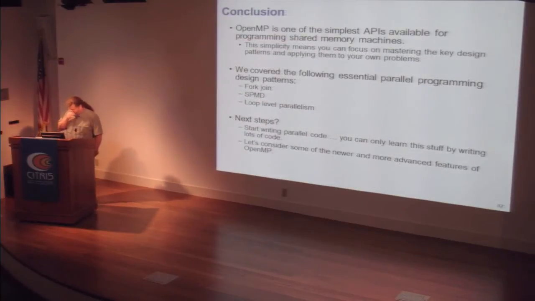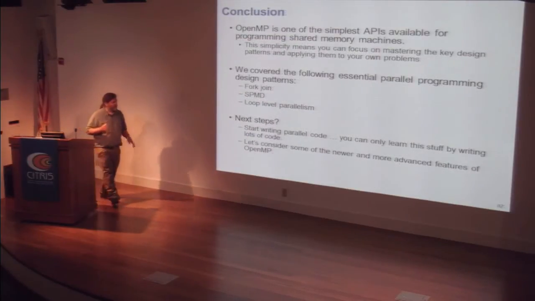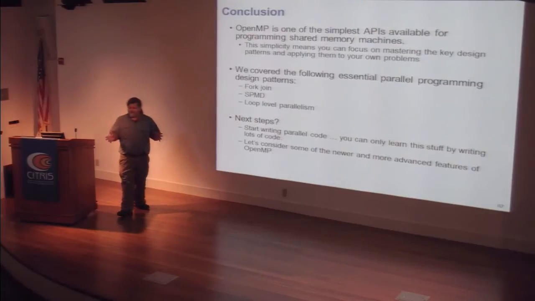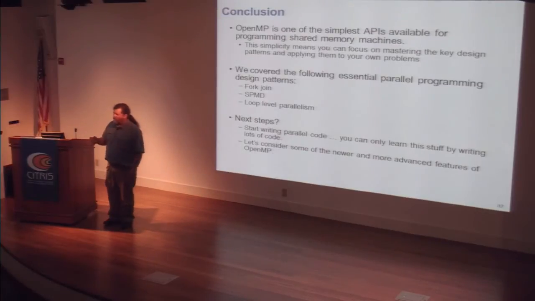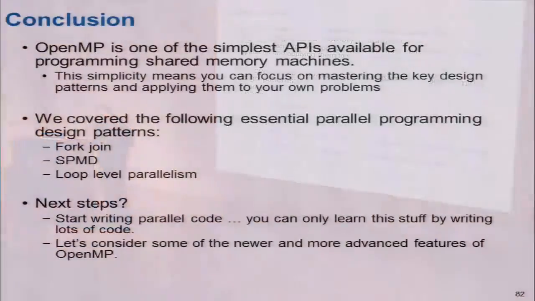All right, so in conclusion, OpenMP is one of the simplest APIs out there. I'm going to tell you, our goal was to make the easiest API for parallel programming that we possibly could. And I think that's what we successfully did. We covered some key patterns, and you just need to start writing code.